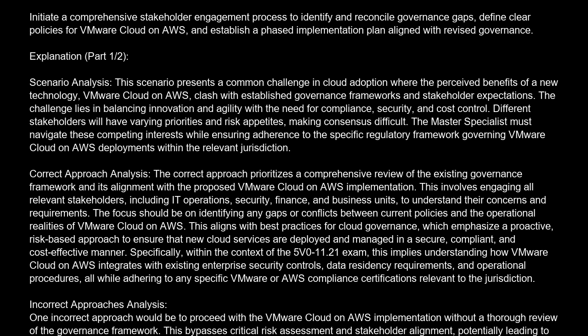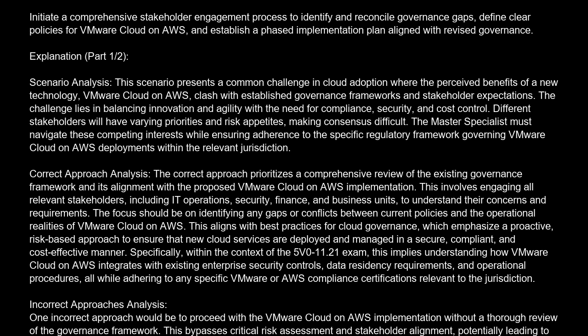Correct approach analysis. The correct approach prioritizes a comprehensive review of the existing governance framework and its alignment with the proposed VMware Cloud on AWS implementation. This involves engaging all relevant stakeholders, including IT operations, security, finance, and business units, to understand their concerns and requirements.